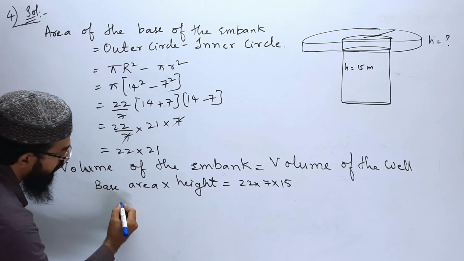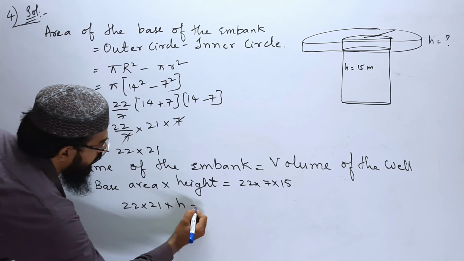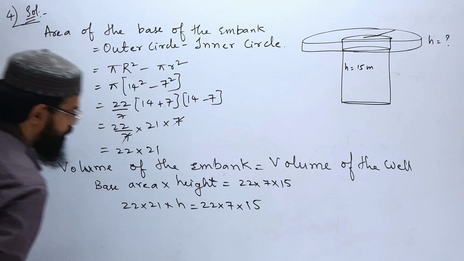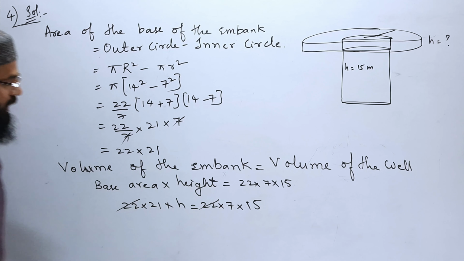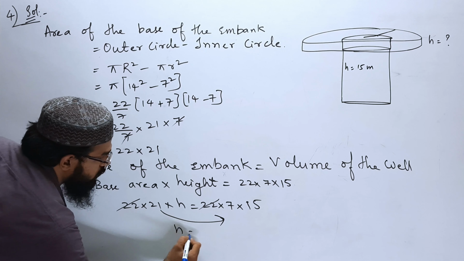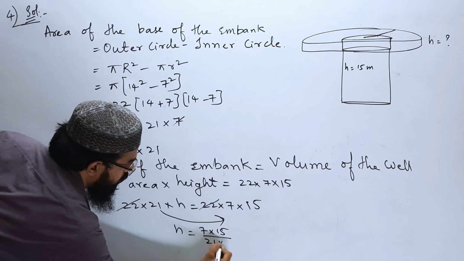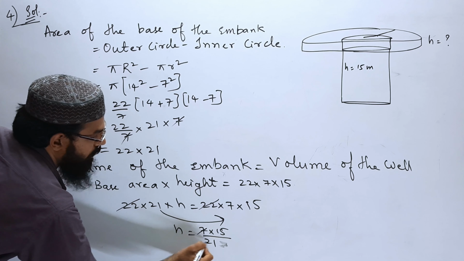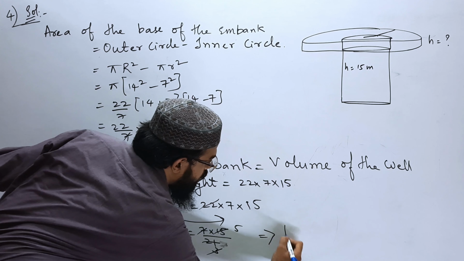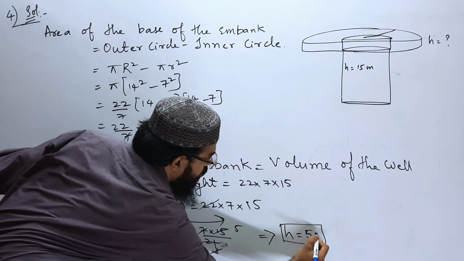Let us write base area. So 22 into 21 into height h is equal to 22 into 7 into 15. So 22 cancel. Let us send this 21 down. h is equal to 7 into 15 by 21. So 7 ones are 7, 3 ones are 3, 3 fives are 15, h is equal to 5 meters.